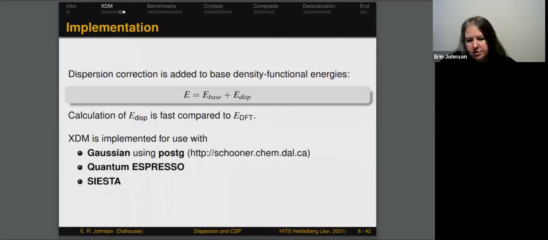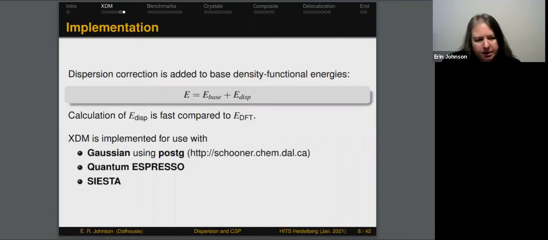The dispersion correction is a post-SCF correction, so it's added to a base density functional energy. So our total energy is the energy from our favorite base density functional plus our XDM dispersion correction. The calculation of the dispersion energy is fast compared to the base density functional. So if you can afford to do a DFT calculation on a system, you can always afford to do a dispersion correction. So really, there's no excuse not to use dispersion correction when doing modern DFT calculations. The cost of it is negligible, and it will generally increase the accuracy of your calculation.